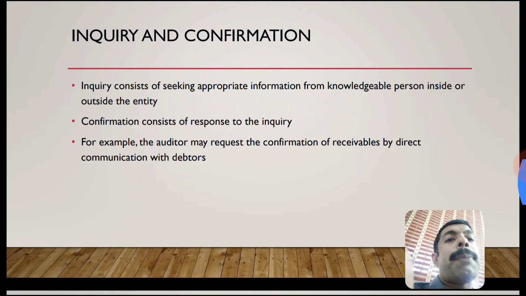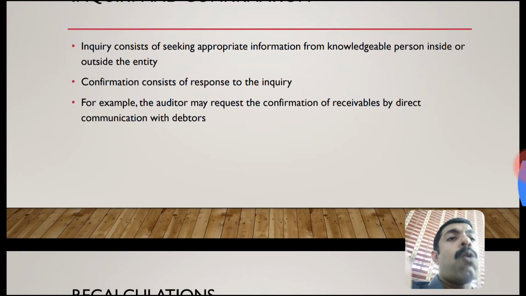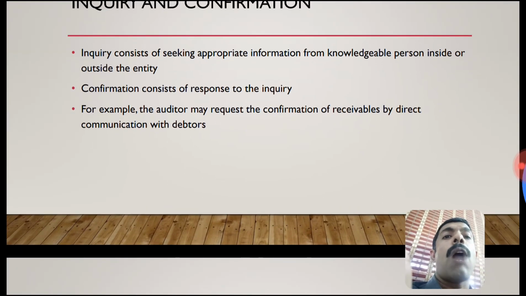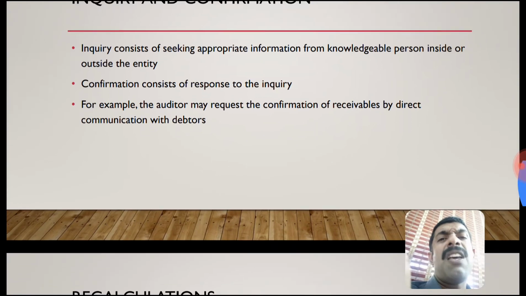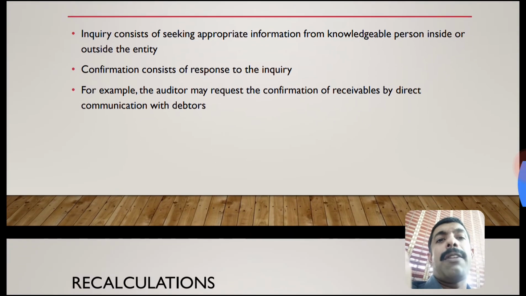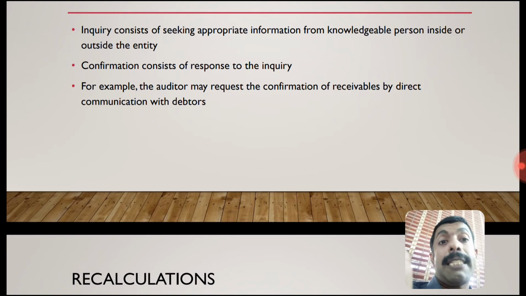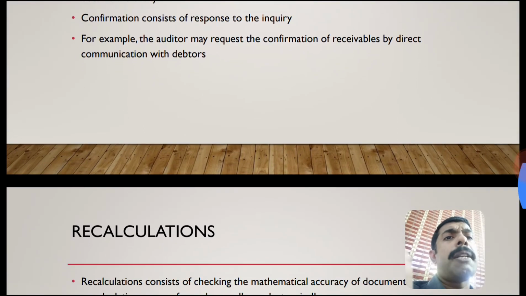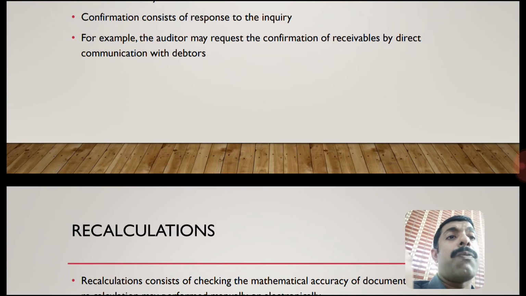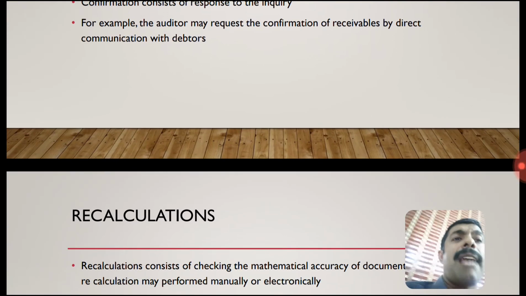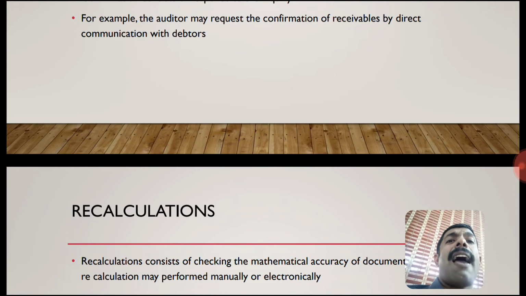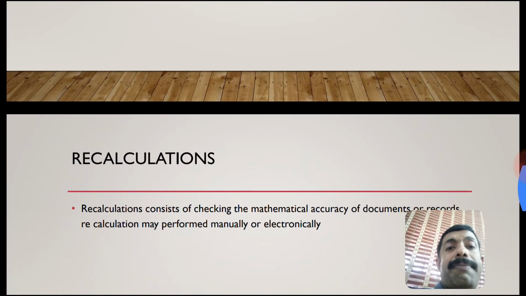Inquiry and confirmation. Seeking appropriate information from a knowledgeable person inside or outside the entity is called inquiry. Whatever the response obtained through the inquiry is called the confirmation. For example, the auditor may request confirmation of receivables. The auditor confirms the account balance with direct telephone communication with the debtors.